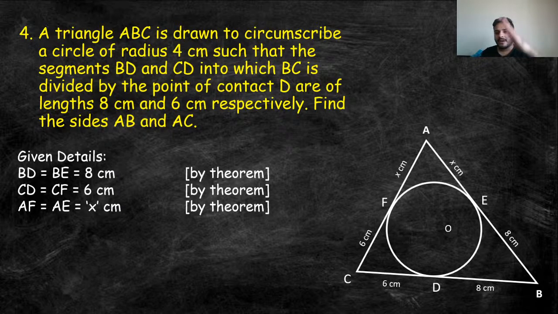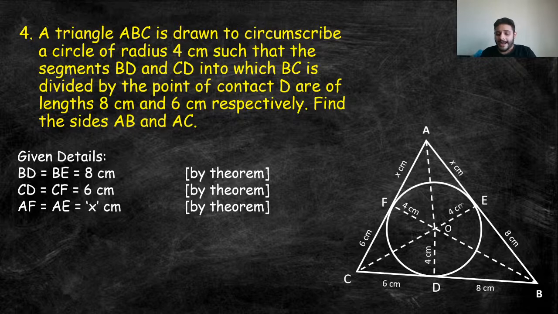Now I have named the point where the line AC is acting as a tangent, where the line AB is acting as a tangent, where the line BC is acting as a tangent. So all the three I have proved by theorem that they are equal. Which theorem I am talking about? I am talking about the first theorem, that is a tangent is always perpendicular to the radius. So BD is equal to BE, that is 8 centimeters respectively. CD is equal to CF, that is 6 centimeters respectively. I consider the values of AF and AE to be X. So we say AF is equal to AE is equal to X centimeters, again by theorem.